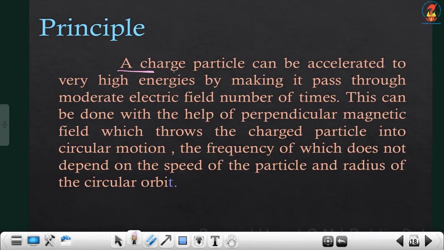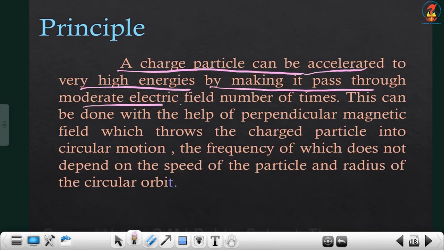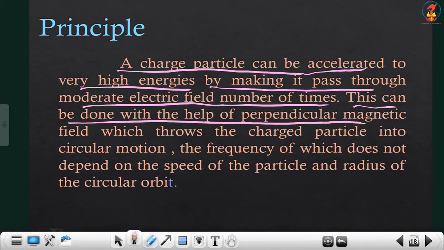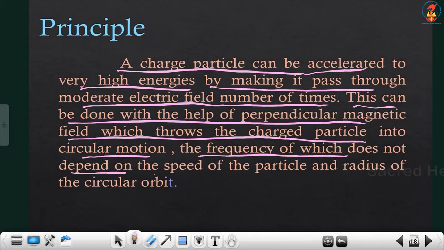Now, a charged particle can be accelerated to a very high energy by making it pass through a moderate electric field a number of times. And how do we make them pass a number of times? With the help of a magnetic field, and this can be achieved with the help of a perpendicular magnetic field which throws the charged particle into a circular motion, the frequency of which does not depend on the speed of the particle and the radius of the circular path.